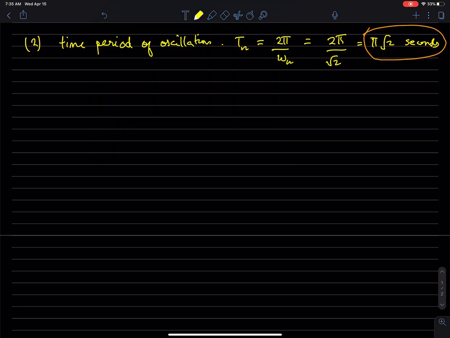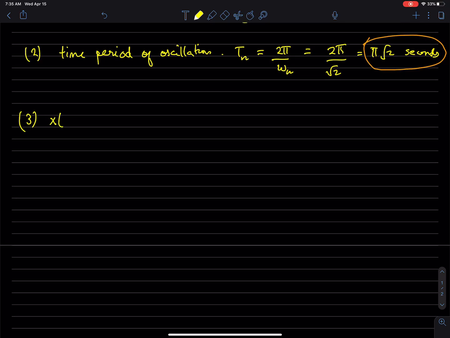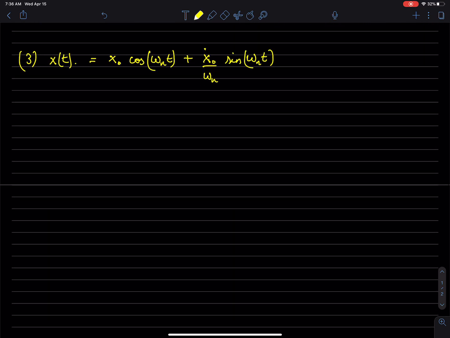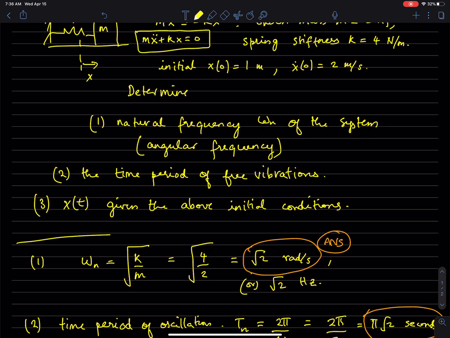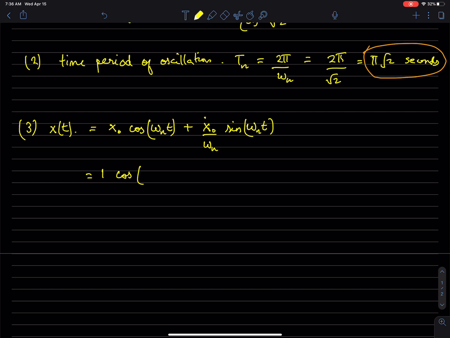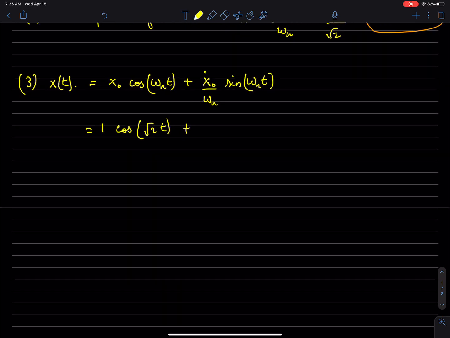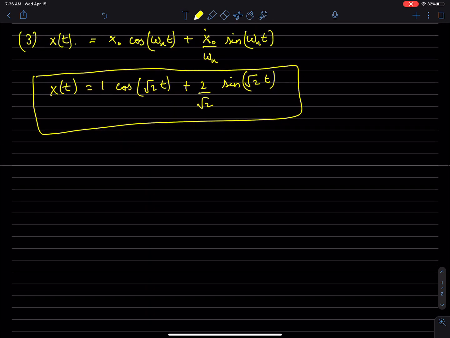And then finally, 3, we are going to write an expression for x of t. We can directly use the expression that we derived, which is x naught cosine omega n t plus x dot naught divided by omega n sine omega n t. This is something that we derived. So we can just plug in those numbers. X naught is 1, cosine square root of 2t plus x dot naught is 2, so we have 2 divided by square root of 2 sine square root of 2t. That's x of t. So that's one way to write out the expression.